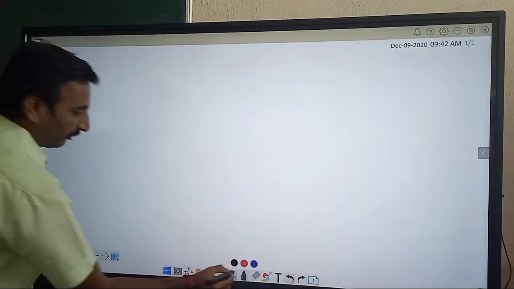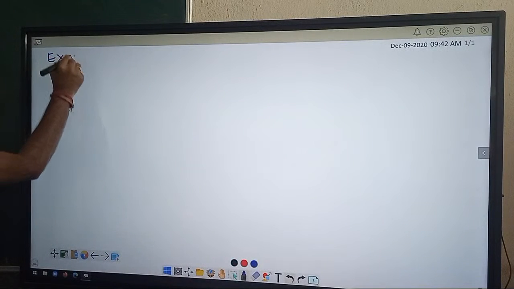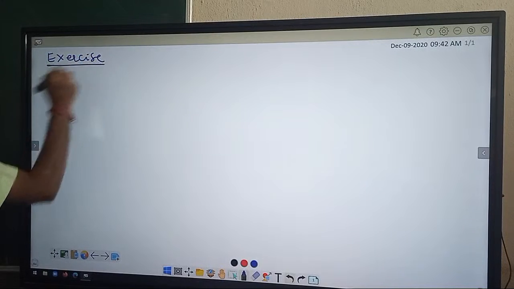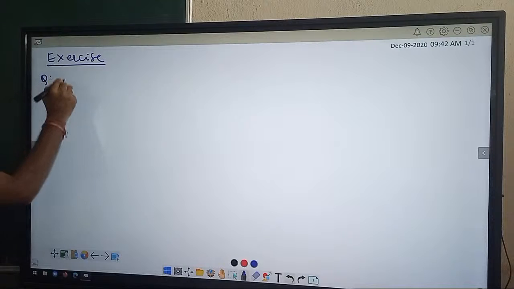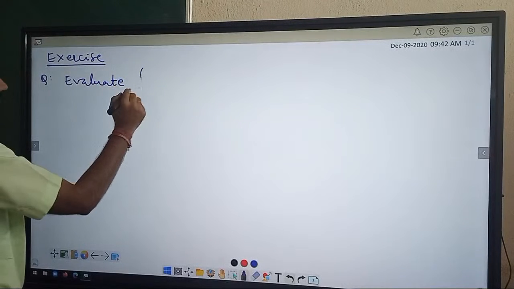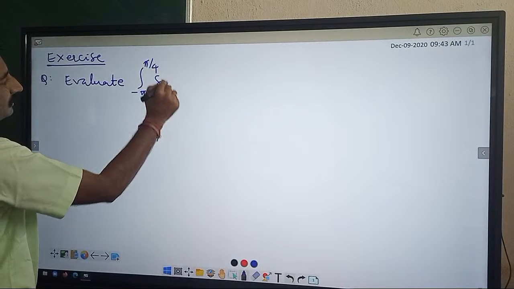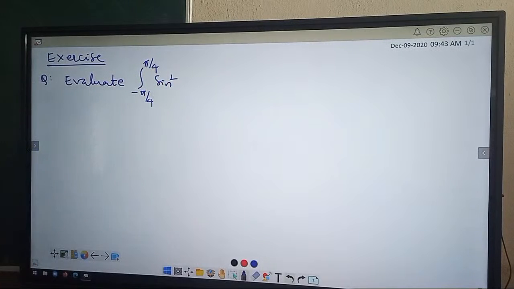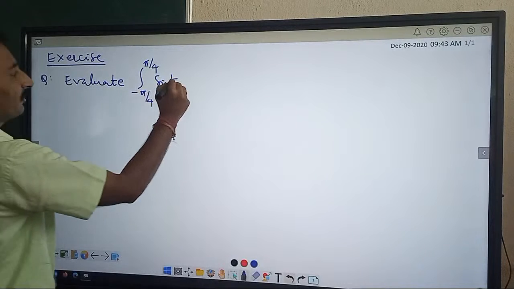Yes, I hope everyone is ready for the exercise of this. Exercise related to the properties of definite integrals. The first problem, question number 1, what it is telling you: evaluate the integral from minus pi by 4 to plus pi by 4 of sine square of x dx. Sine square x dx.